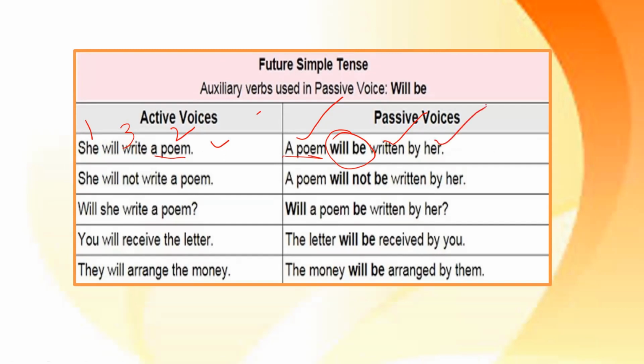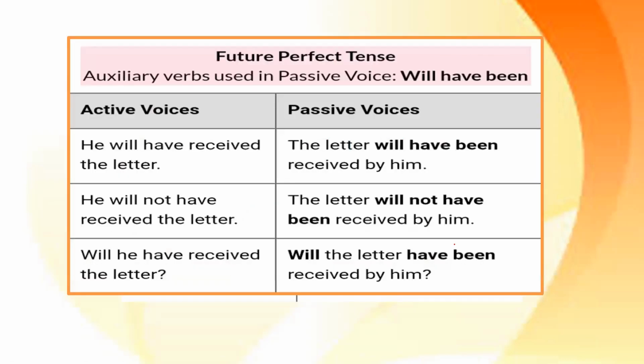See another example. You will receive a letter. The letter will be received by you. Will be is the helping verb. Received is the past participle form of the verb receive.